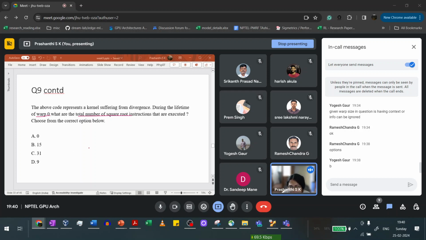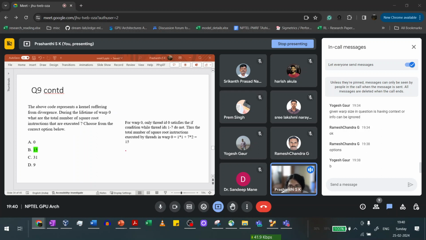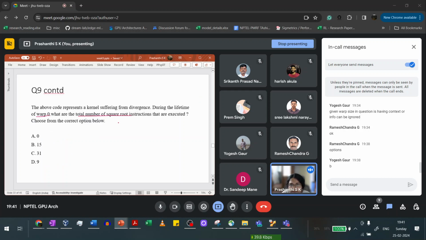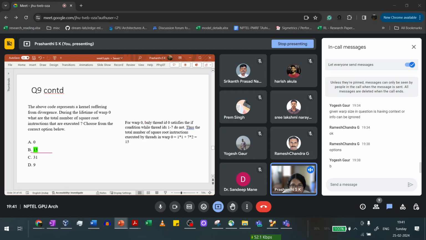Okay, maybe this is a little difficult. Let's go through it and then see if you understand, right? So, again, the option is B, 15. How do we get that? Again, what you need from the question is warp size is 8. And here your condition is if not of A[tid mod 8]. And now your A[i] is initialized to i. That is what you are given, right? So in your warp 0, which is what you are asked about, again like the previous question, you have 0 to 7, right?